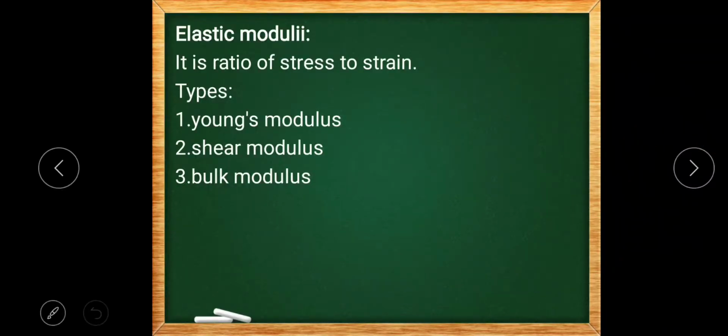Depending upon the types of stress applied and the resulting strain, there are three types of elastic moduli. As we know, the elastic modulus is the ratio of stress to strain. The types are Young's modulus, shear modulus, and bulk modulus. Let us discuss one by one.